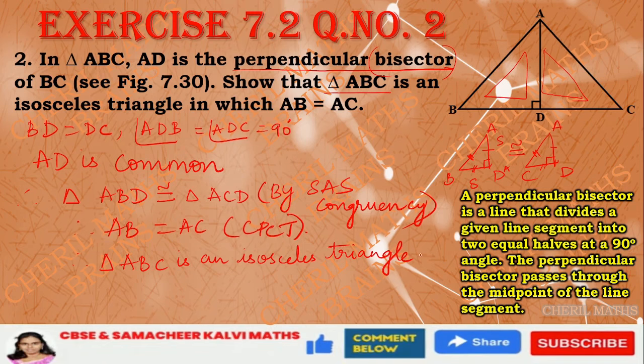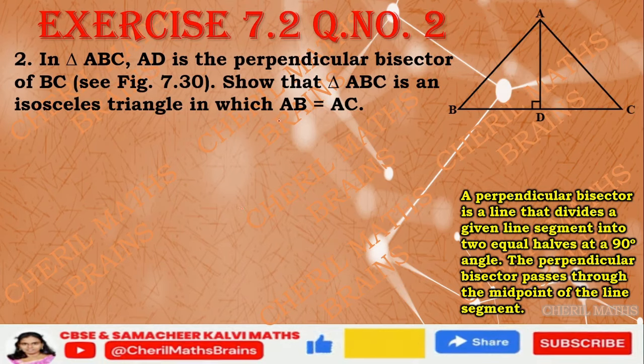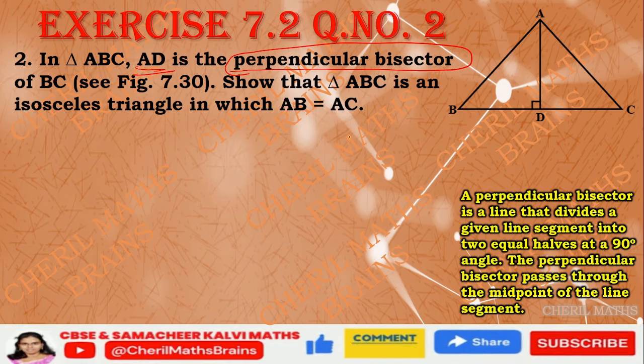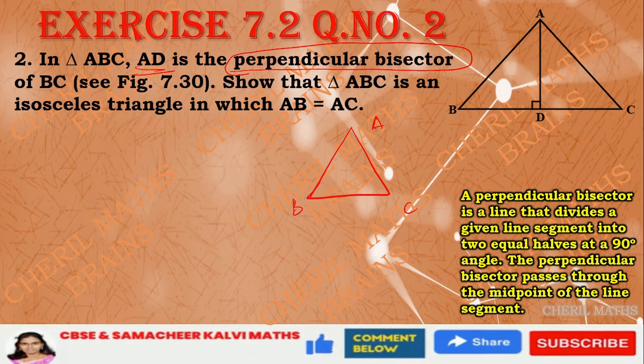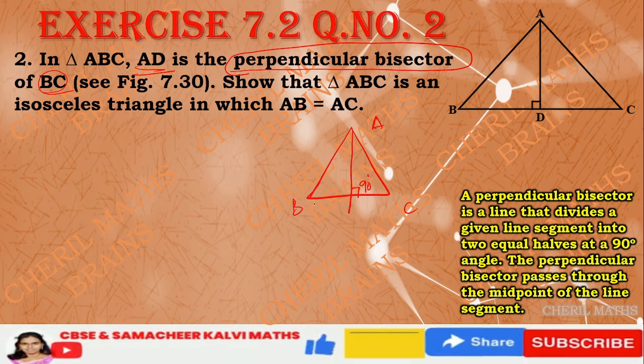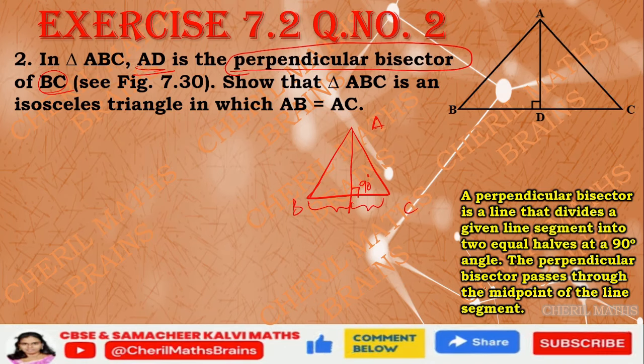Is it clear, children? So that's all. We are done with the second question also. The main thing which you have to be very careful about is this perpendicular bisector. Which is the perpendicular bisector? AD. So we have a triangle ABC where AD is a perpendicular bisector of BC. From A to BC you are drawing a line, and that line is at 90 degrees, and it divides this line into two equal halves, or it passes through the midpoint of the line segment. That is what is given here.